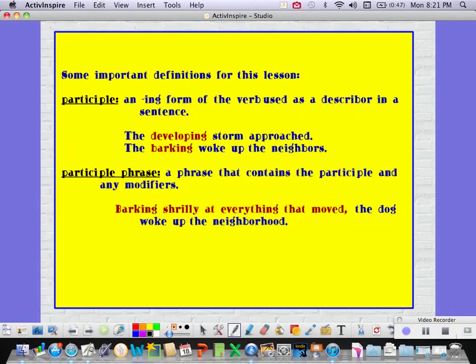Some important definitions for this lesson, and you will be required to have these in your notebook. They will be on any test you have to take. A participle, and we've already talked about this in class, it's the ing form of a verb when we use it to describe something. The developing storm approached. Storm is the subject and approached is the verb. Developing is describing the storm.